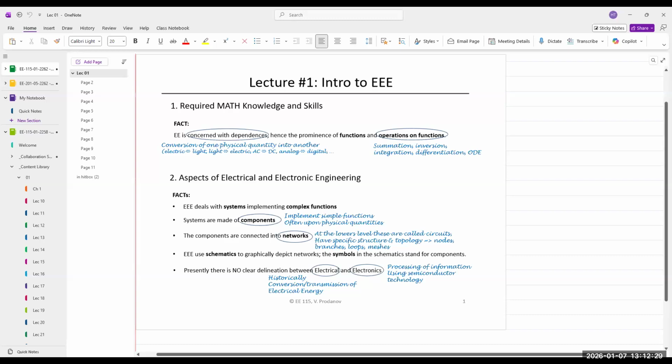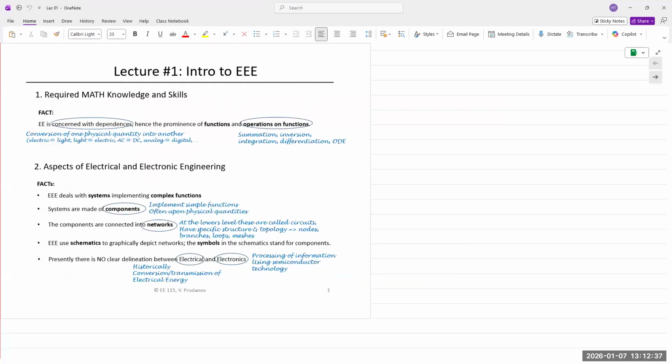All right, that's the first page of our first lecture. So intro to EEE. It's not a term that I am very familiar with using because we always use EE. This term EEE stands for electrical and electronic circuits, or electrical and electronic engineering.